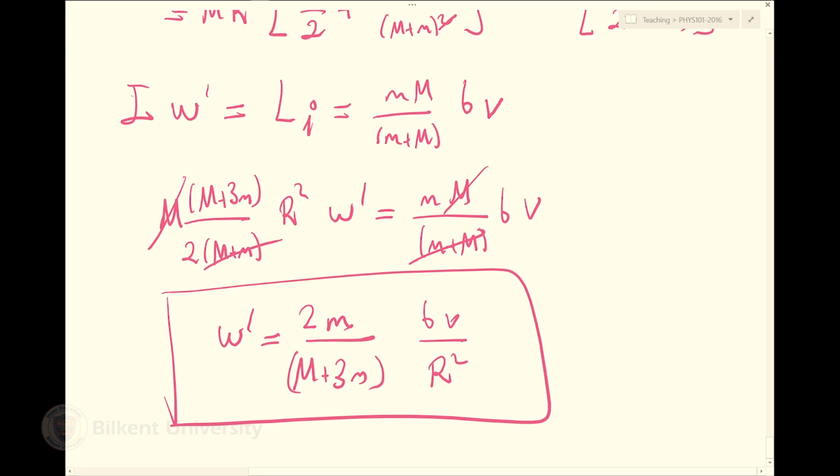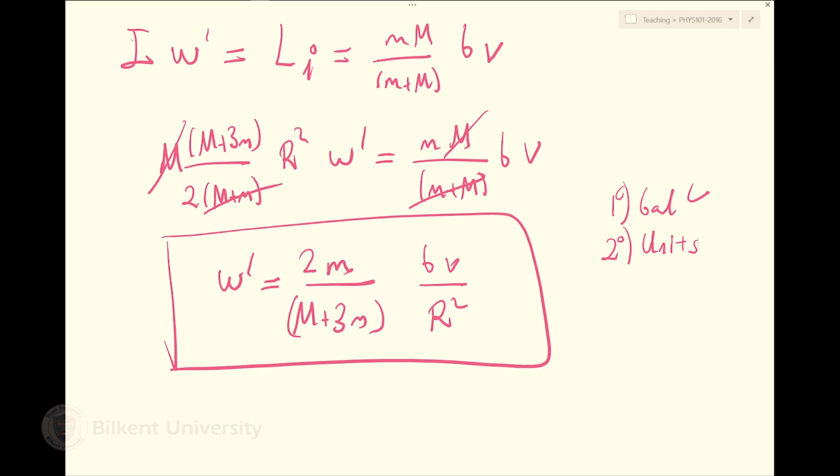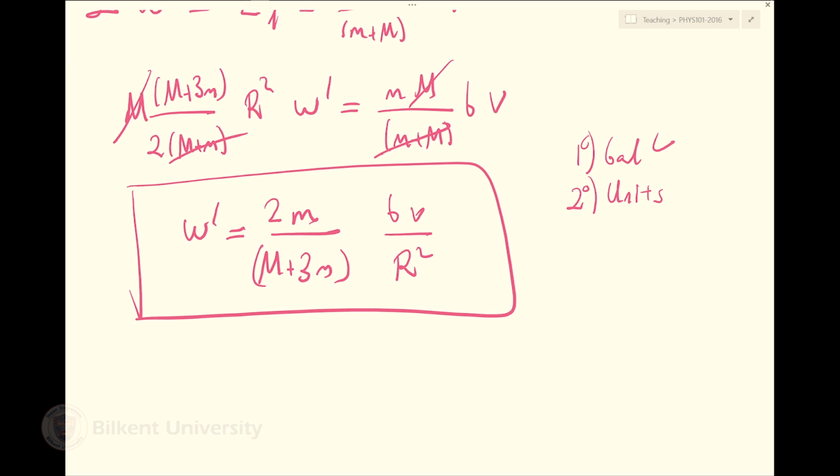Let's check the units though. So goal is okay. What do I expect omega's unit to be? 1 over seconds. So here, what was b? b was the length between the center and basically how much I missed the center with small m. So b is meters. So let's say this is kilogram divided by kilogram. Meters times v is meters per second, divided by meters squared. So units also check. That's 1 over seconds.